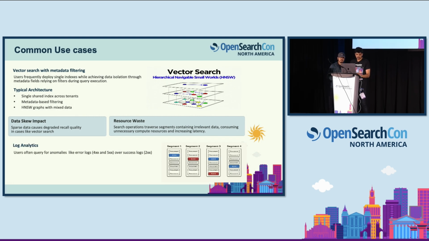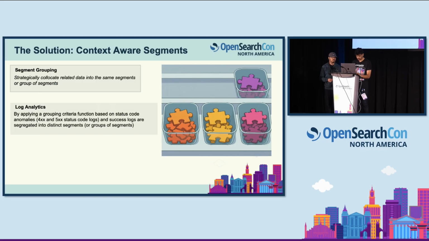Another common use case where random data distribution can be a minor issue is log analytics, where you want to query anomalies like error logs more than the success logs, but error logs are generally very sparse. And still we have to go through all the segments in the current architecture. So the main impact here is that queries are slower. There are no issues with data skew in this use case, it's just that they're slow. Now this sets the stage for the introduction of context-aware segments.